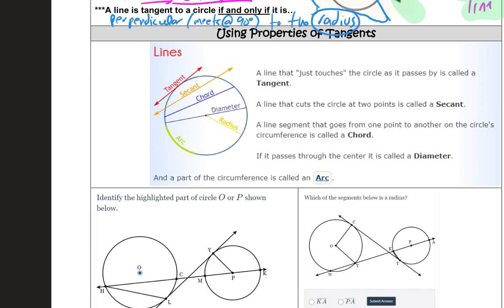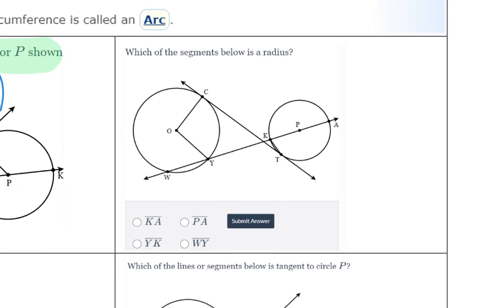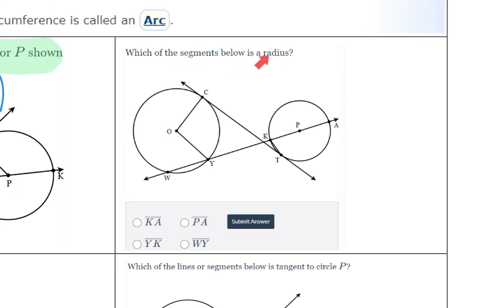All right, so let's get into some practice. It says identify the highlighted part of circle O or P. So we see this right here is highlighted, and so that's called the center of the circle. All right, what about this? Which of these segments is a radius? A radius means from the center to the circle.